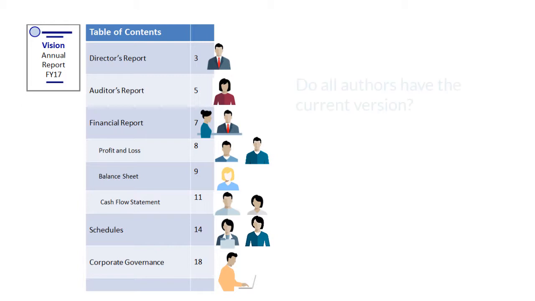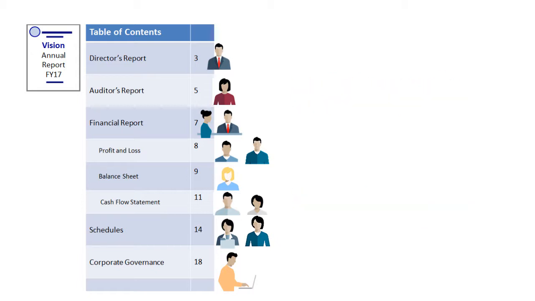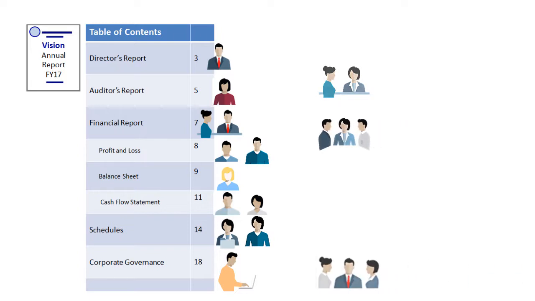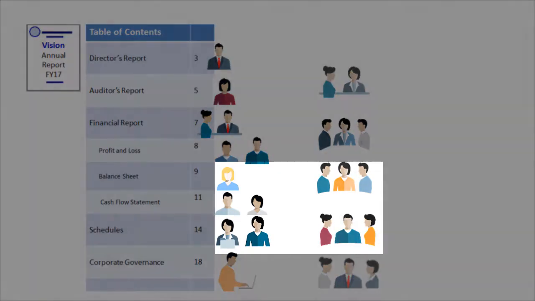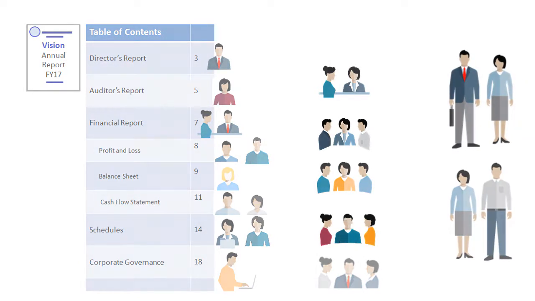complicated and can lead to questions such as, do all authors have the current version? How can I merge content changes into a single document? As contributors are added, keeping everyone organized becomes more challenging. The situation becomes even more difficult with several reviewers, each responsible for vetting different sections, and multiple approvers to sign off on the whole report.